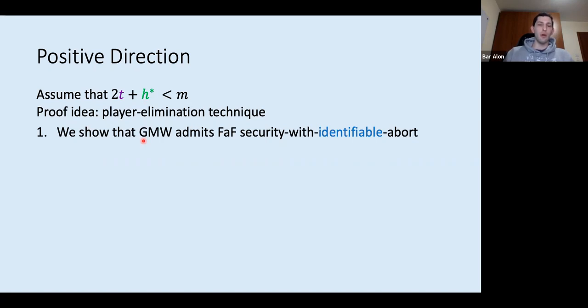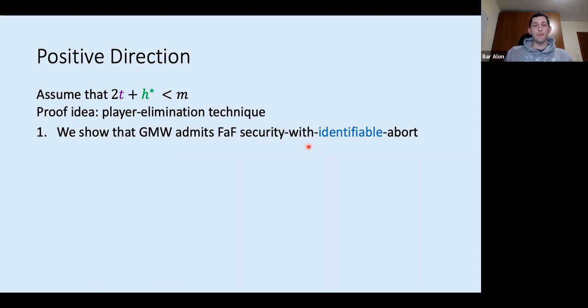I don't want to go into how it works, but it turns out that it admits FAF security with identifiable abort. Security with identifiable abort is exactly the same as security with abort, with the addition that if the malicious adversary causes an abort, by telling the trusted party to send abort to the other parties, then he must reveal the identity of a corrupted party. In other words, if the honest parties know that there was an attack, then they know the identity of one of the attackers.